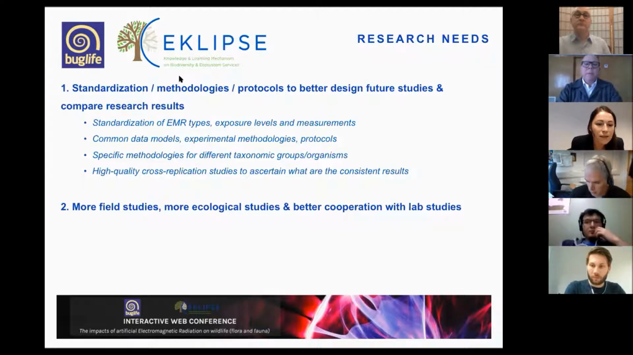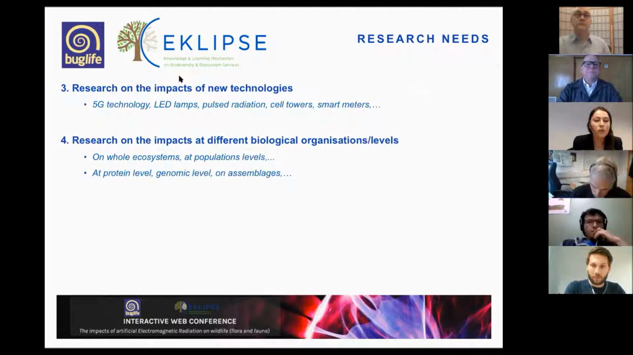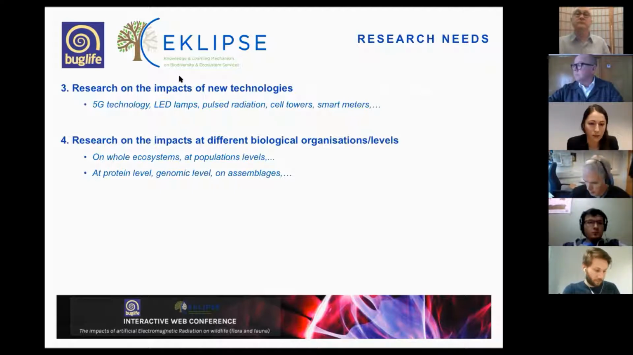So next slide. A third point was, of course, the question of research on the new technologies, because there are more and more new technologies coming up, and the studies may have focused on a certain type of studies, and indeed there were not enough or not at all studies on the 5G technology, for example, but also on the LED lamps, pulse radiations, cell towers, smart meters, etc.